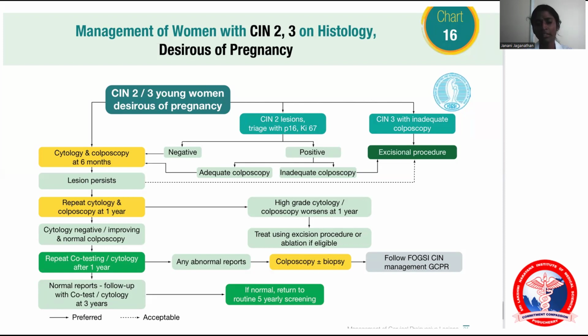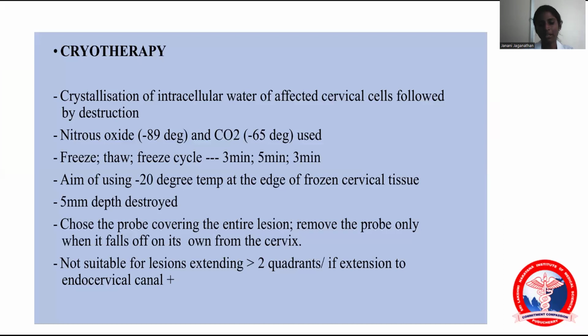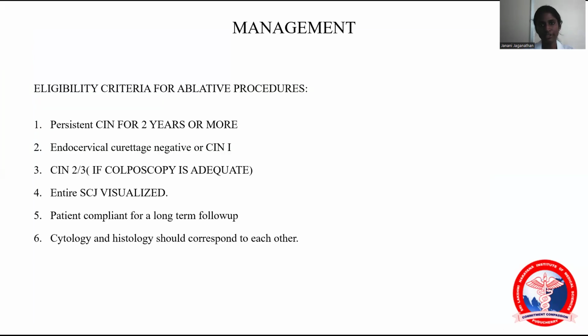So if any abnormal report has come, first consider doing colposcopy directed biopsy. If during the follow-up period it is normal, return back to routine 5-yearly screening at any point in time. So this completes the management of the CIN lesions, the GCPR guidelines for CIN lesions.